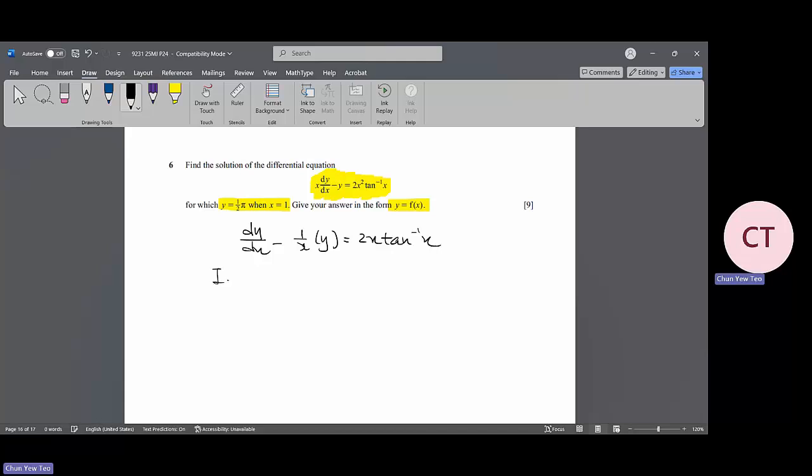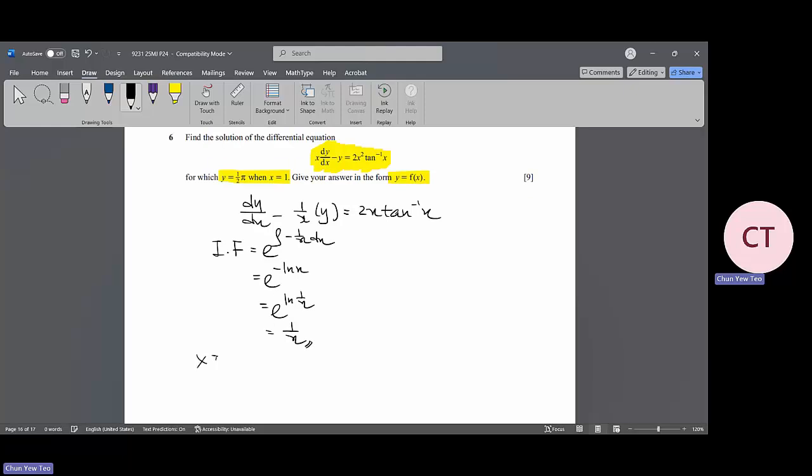So your IF, integrating factor, is e to the power of the integral of negative 1 over x dx. That will give you e to the negative ln x. That will give you e to the power ln of 1 over x. It will be 1 over x. So this is your IF.